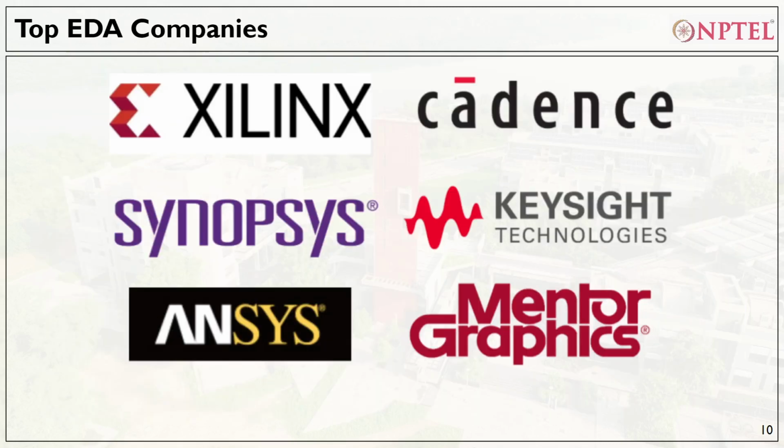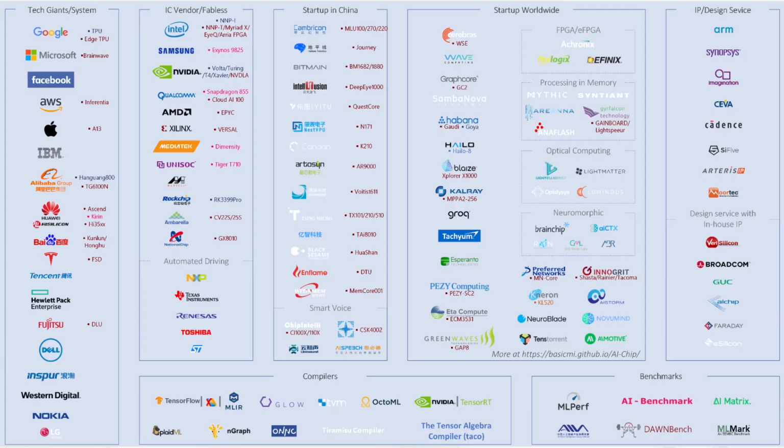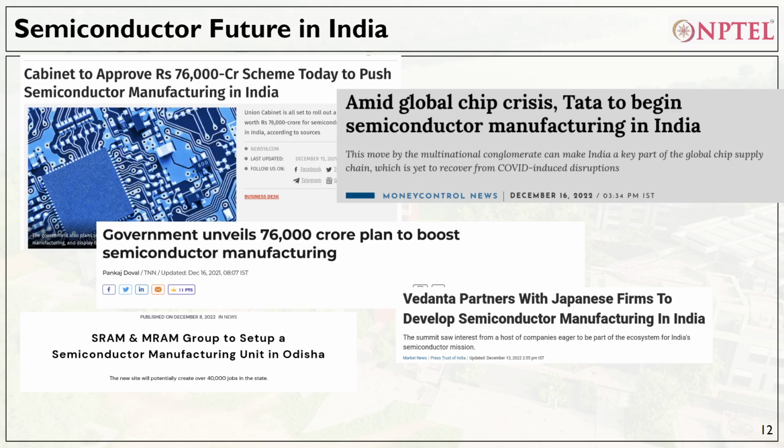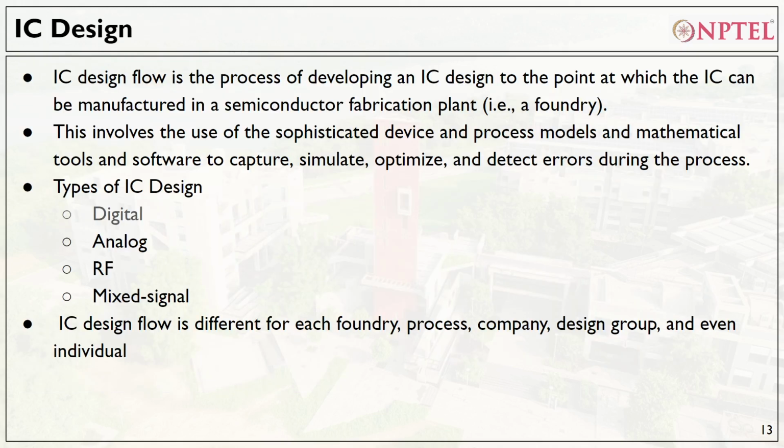Okay, so these are some of the top EDA companies which are available: Xilinx, Cadence, Synopsys, Keysight, Ansys, and Mentor Graphics, right? Most of these tools which you'll be using in VLSI design will be from one of these top EDA companies, right? And there's a huge plethora of companies which I've been showing over here. This I have already shown, that we have a huge push from the government in the semiconductor domain from the last few years, right? And if you want to get into it, this is the right time, right?